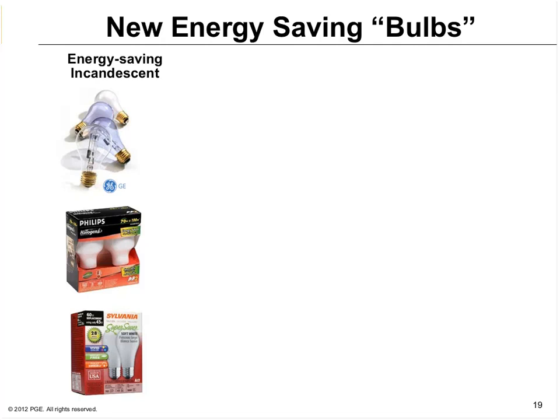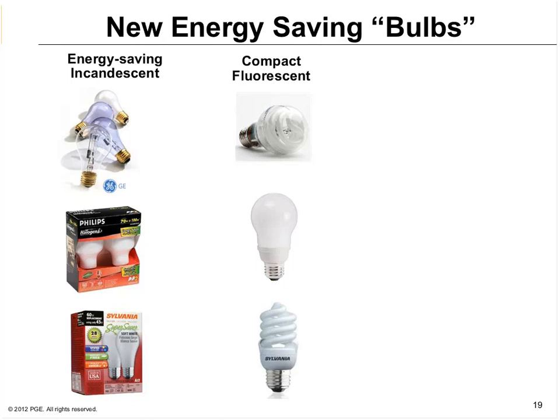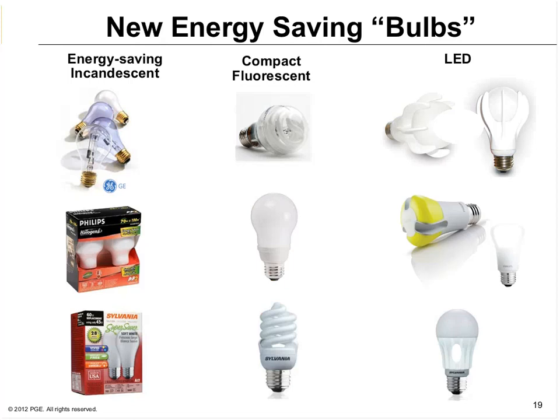Here's some examples from GE, Phillips, and Sylvania. The energy-saving incandescents still make sense for applications with low hours of operation, where you want dimming, and where you want the warm color temperature shift when you dim them. The compact fluorescents are going to be for applications with longer hours of operation and don't have a need for dimming. The LEDs are going to be best for applications with the longest hours of operation and where replacement is expensive or difficult, and also where you want dimming, and also applications where you're going to have frequent switching. LEDs don't care how much you switch them.